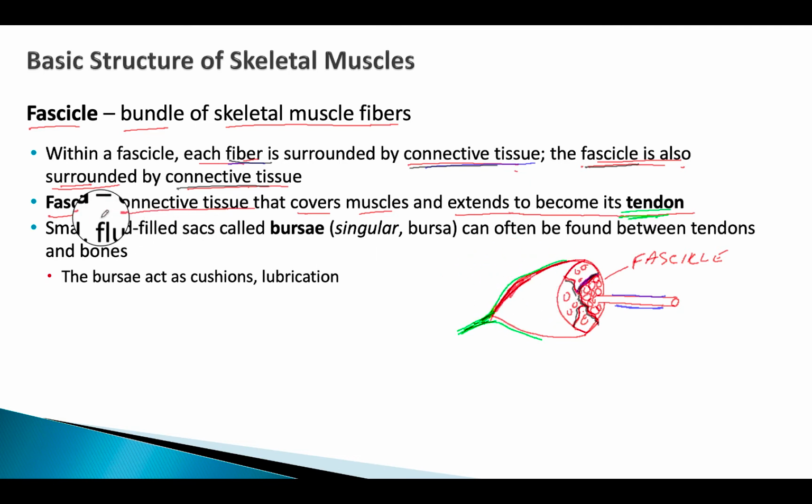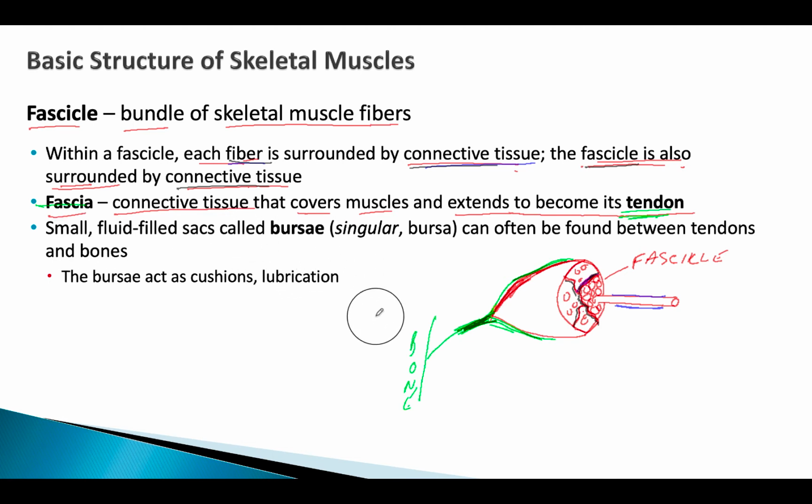So this fascia surrounds this muscle right over here, which is now going to come together to form a tendon right over here. And this tendon is the one that ultimately is going to connect to a bone. So this is a bone right over here. Okay? So that's what we have over here.